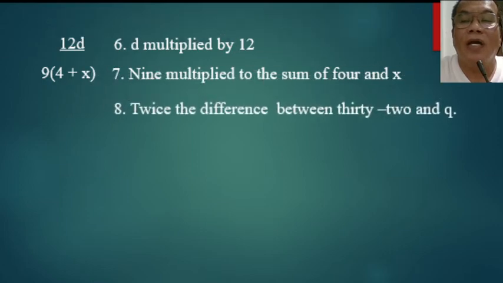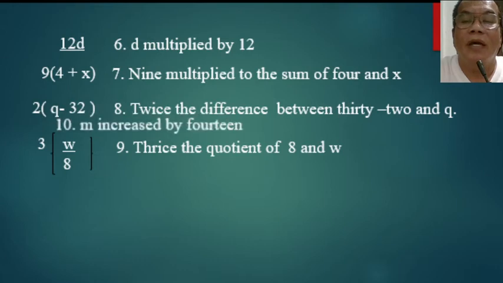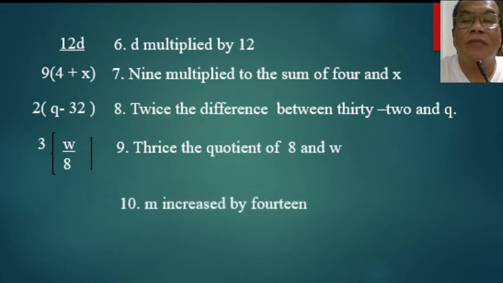And then you have twice the difference between 32 and q. So that is 2 quantity 32 minus q. Thrice the quotient of 8 and w. So that is 3 times 8 over w. And the last one is m increased by 14. So that is m + 14.